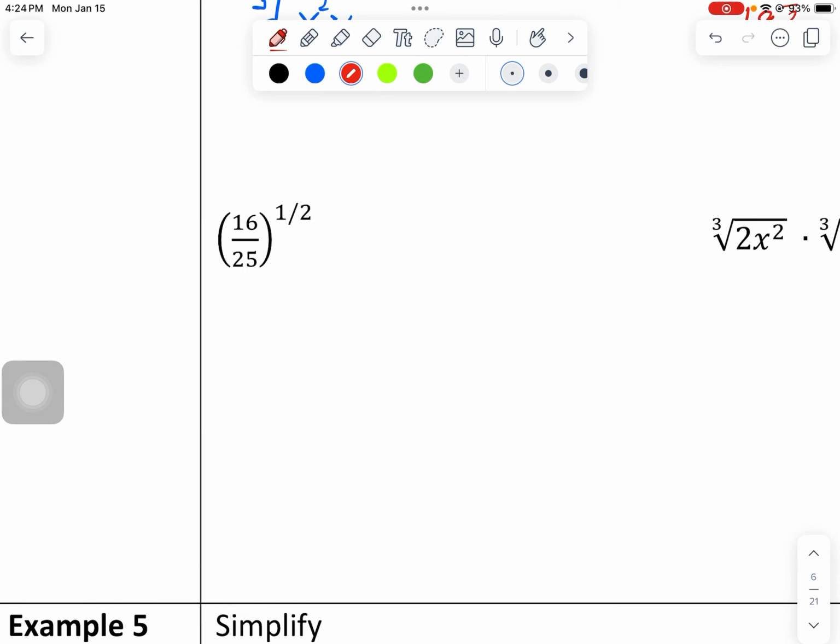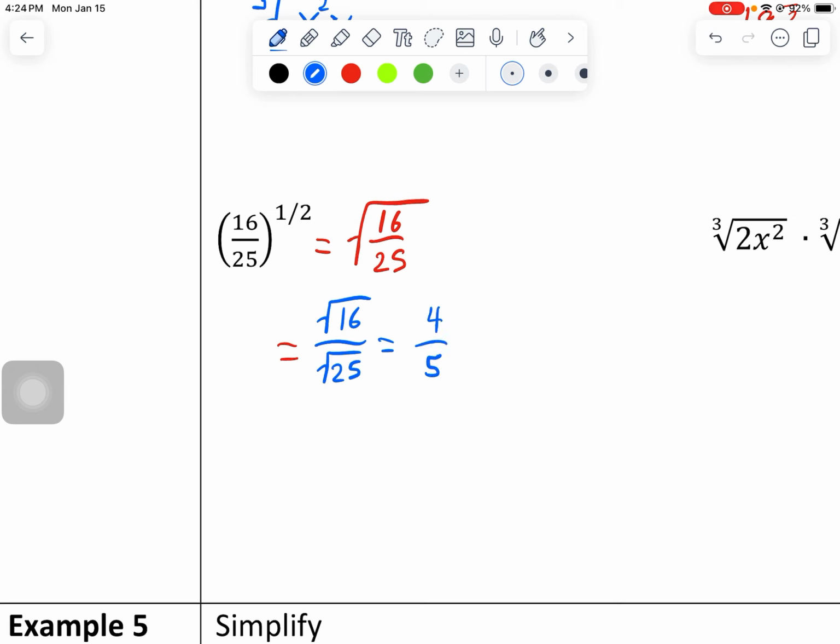Here, 16 over 25 to the 1/2 power. That's the same as the square root of 16 over 25. Now I took the whole fraction as a square root. And thankfully for us, 16 and 25 are perfect squares. This is another property you're going to want to remember. You can rewrite radicals on the top and the bottom. If you're taking the square root of a fraction, you can take the square root of the numerator and the denominator individually. The square root of 16 is 4, the square root of 25 is 5, so this is the answer we're looking for here.